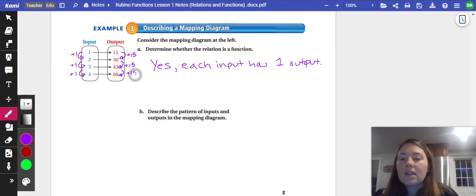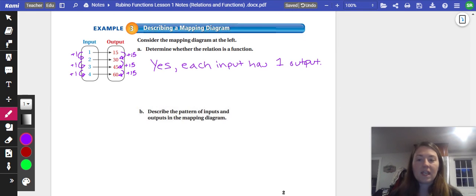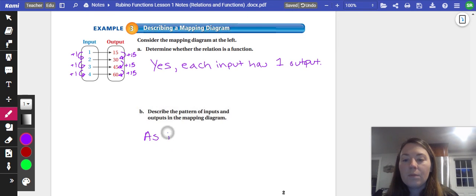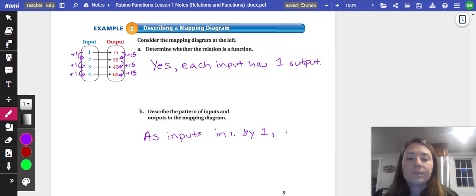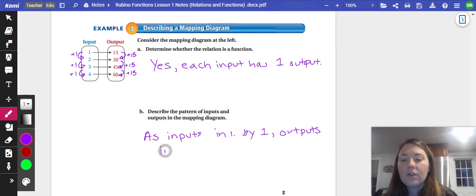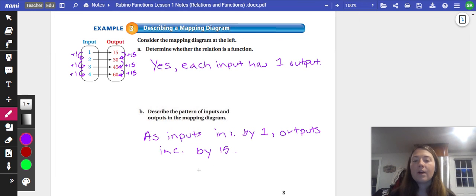To describe this, I'm simply going to state those two things. As inputs increase by 1, outputs increase by 15. Okay, so that is how we should go about describing the pattern of our inputs and outputs. What are the inputs going up or down by? And as they are going up or down, what is happening to the outputs?